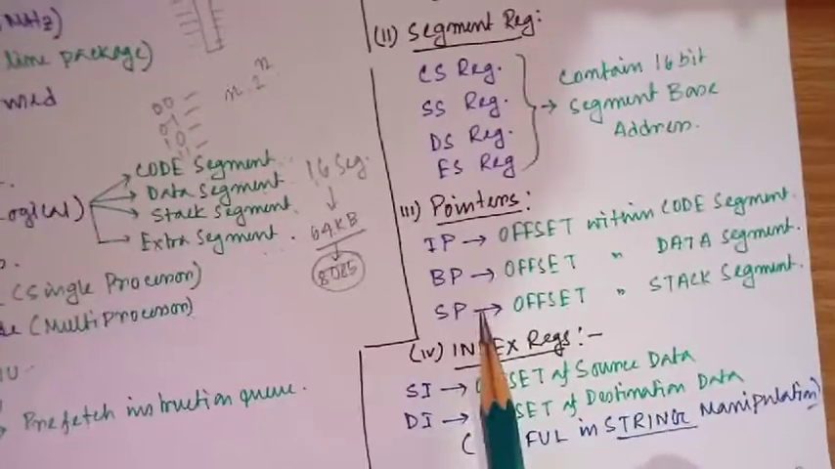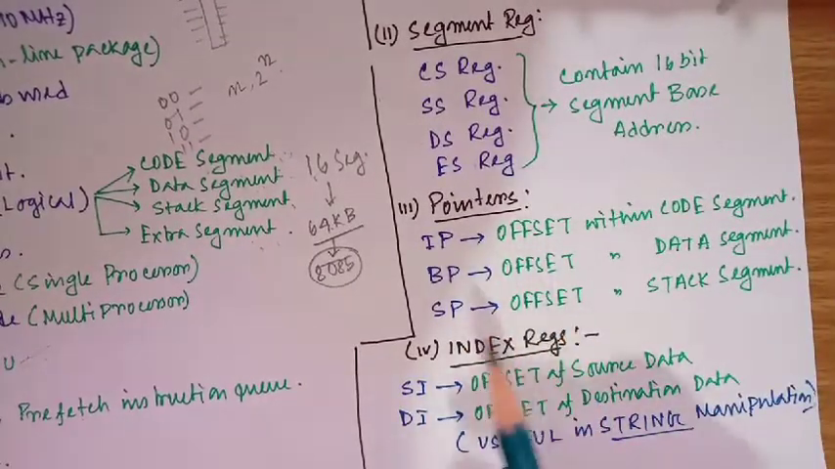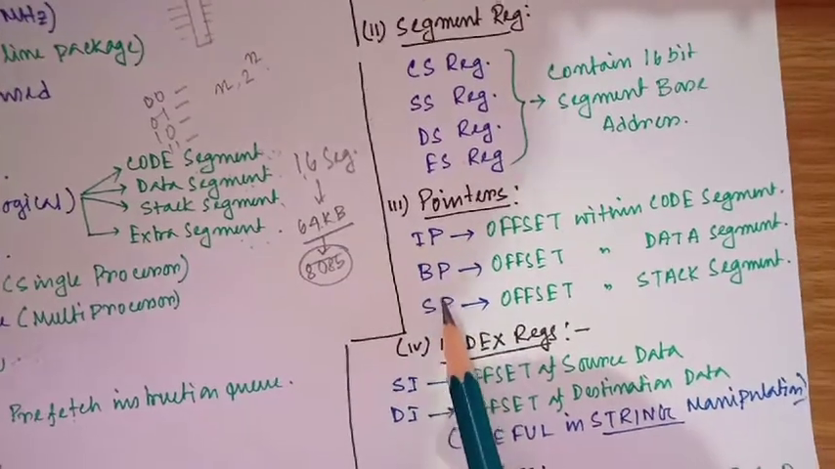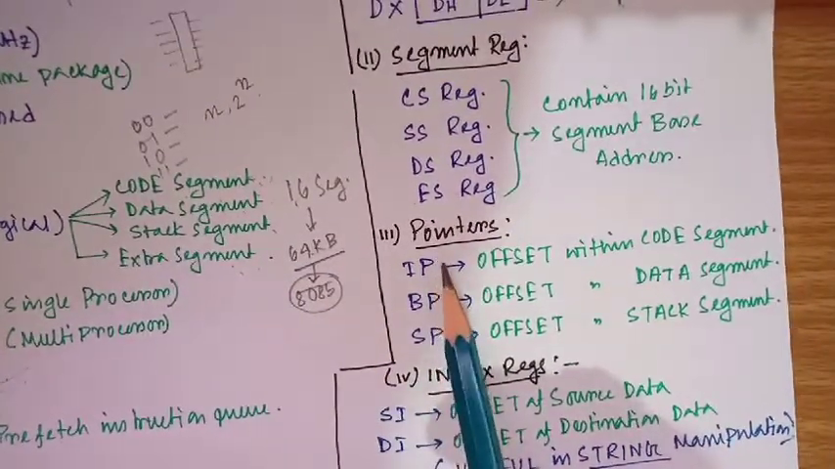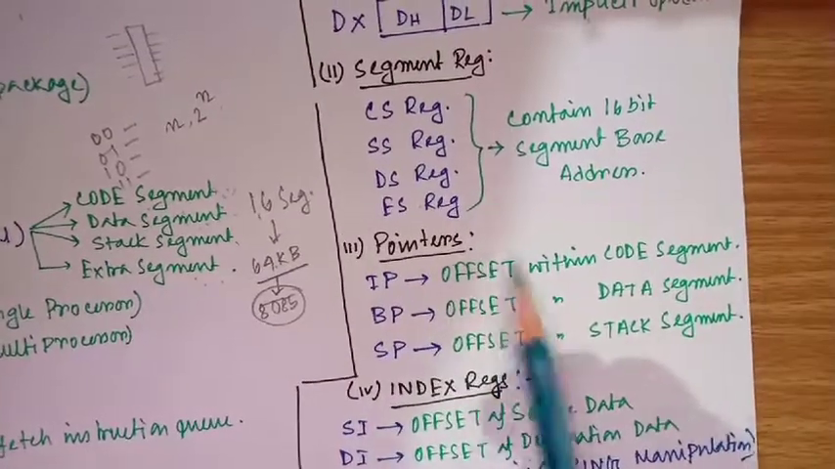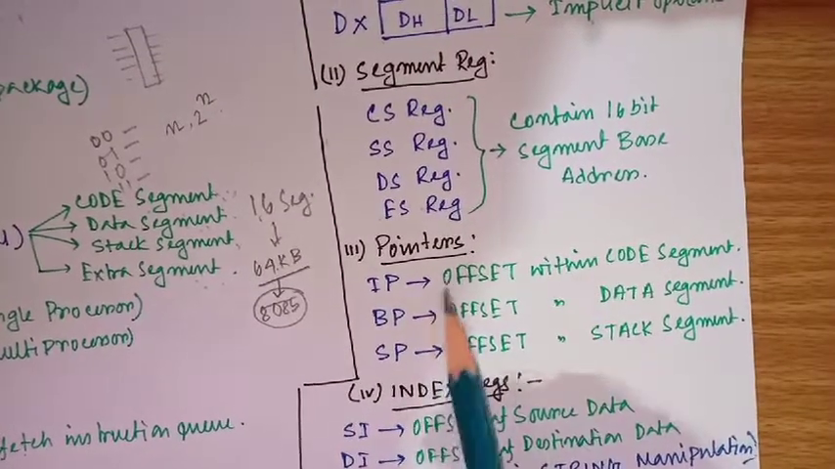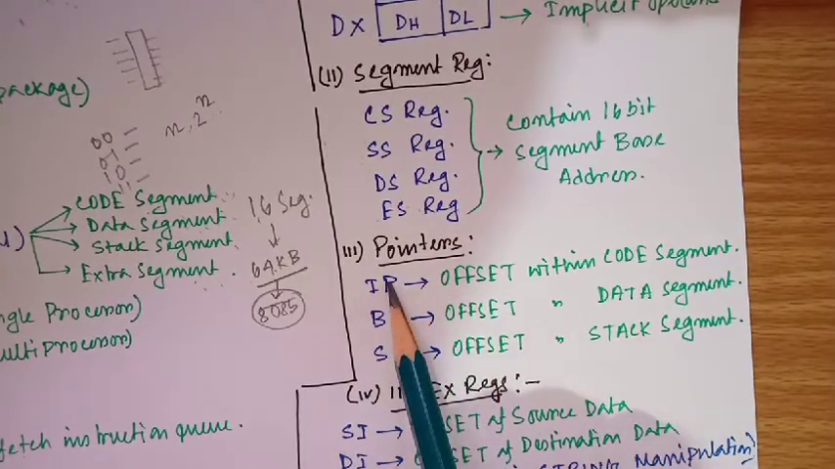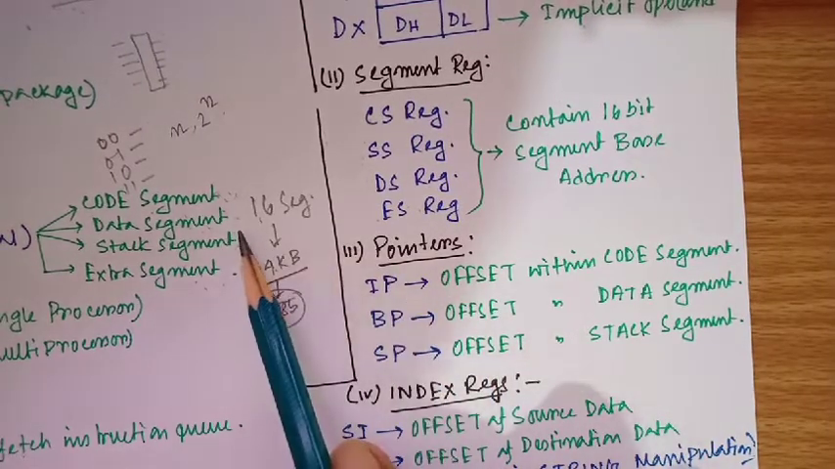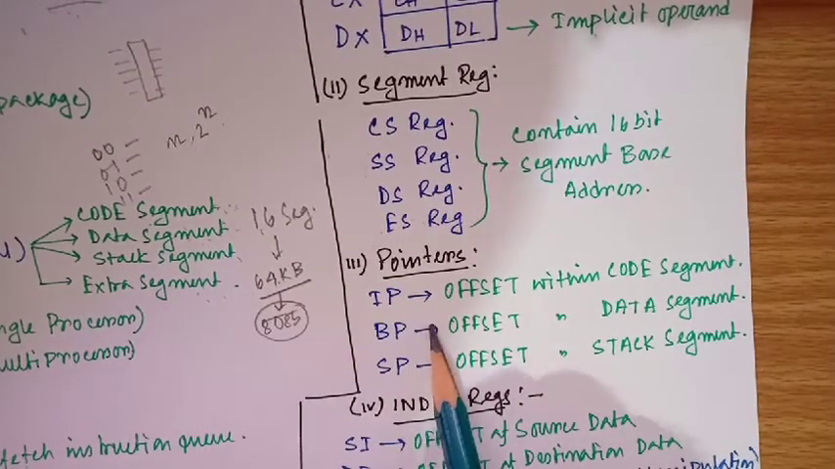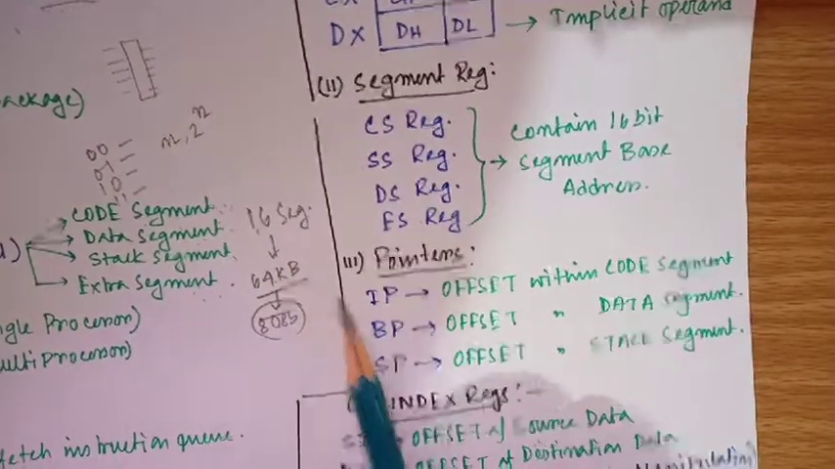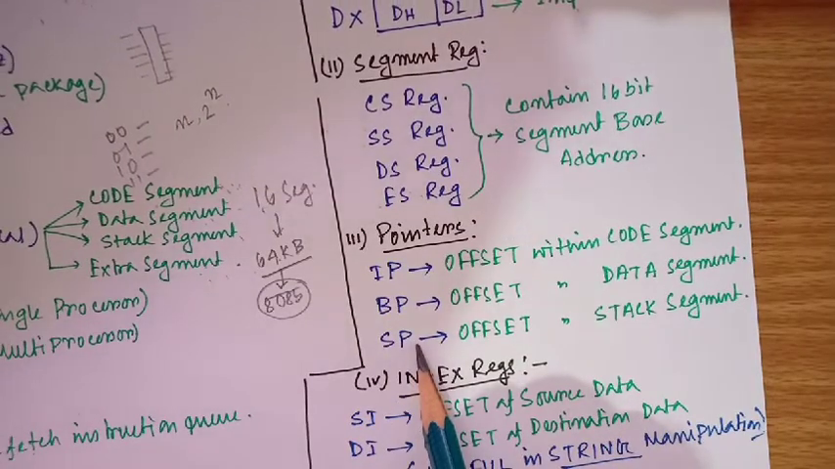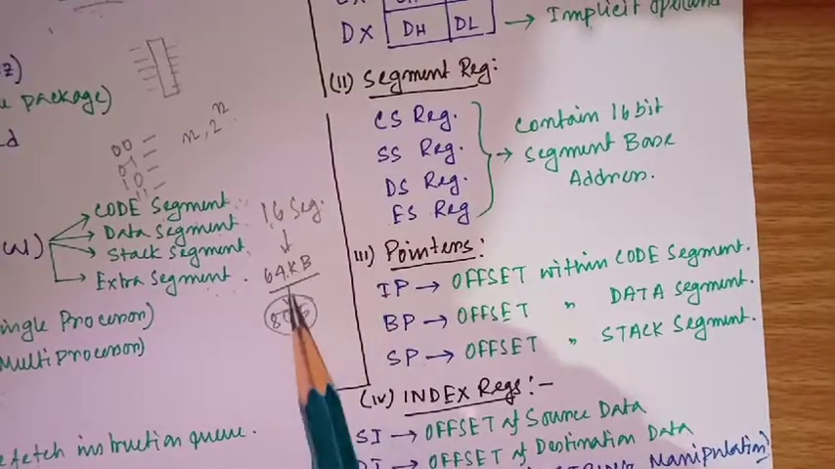Now point number 3 is called pointers. We have 3 pointers here: IP, BP and SP. IP is instruction pointer, BP is base pointer, SP is stack pointer. What is IP? IP holds the offset within code segment. What is offset? I will explain that one, but here I need to remember IP holds offset within code segment only. Similarly, BP holds offset within data segment only. Similarly, SP, stack pointer, holds the offset within stack segment memory only.